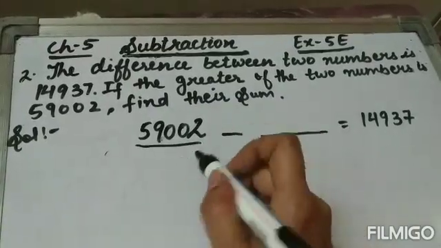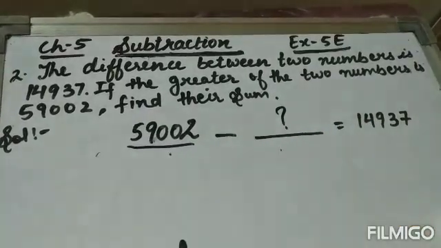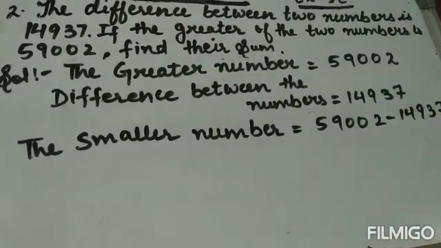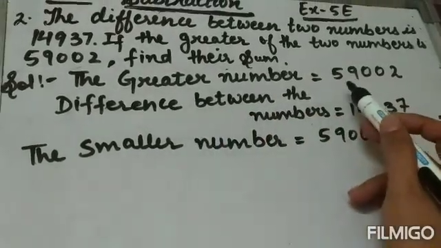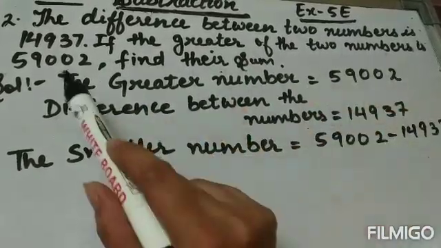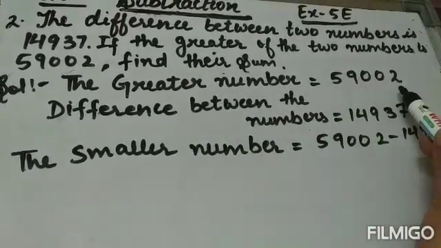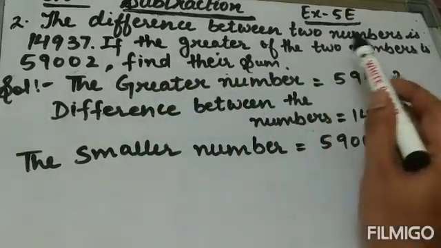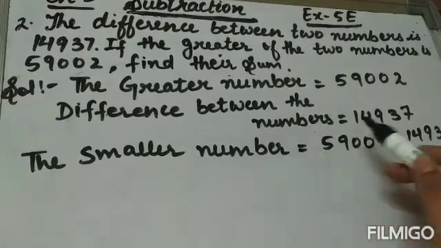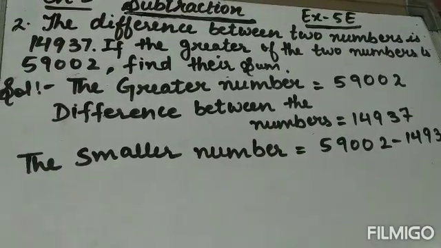We have to find the sum of the greater number and the smaller number. Okay, we have to find the sum of this greater number and the smaller number. But firstly we have to find this smaller number. So we will write the greater number is 59,002. This is given to us, if the greater of the two numbers is 59,002. So I have written here the greater number is 59,002 and the difference between the two numbers is 14,937. So firstly we will find the smaller number.